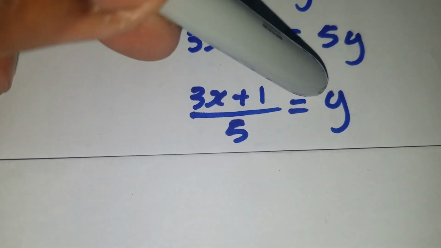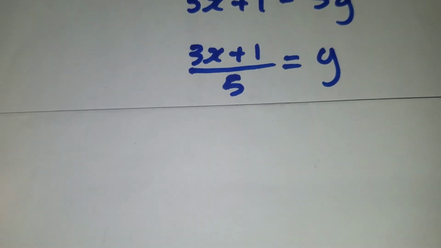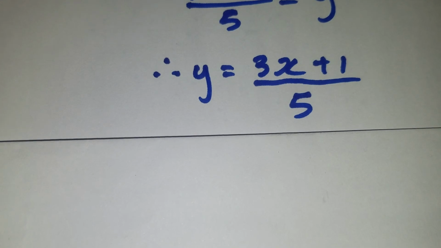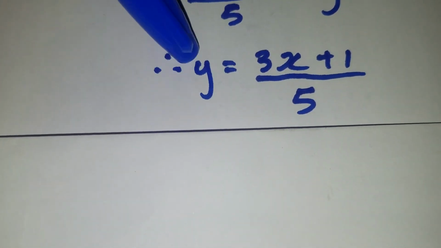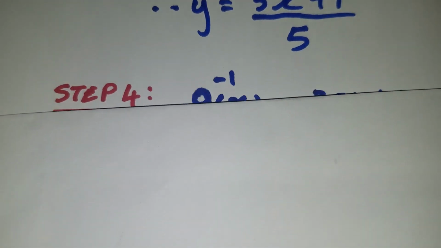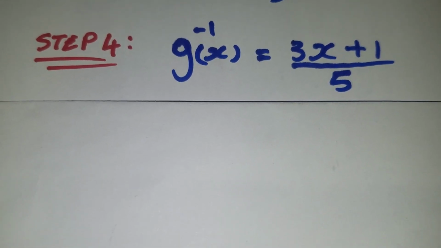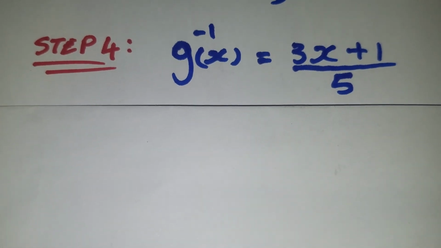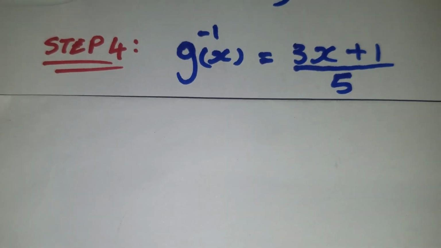So we have just made y the subject of the formula. So y is equal to (3x plus 1) divided by 5. So this is basically the inverse. All we have to do now is just rewrite y as g inverse of x. So instead of writing y, we're now going to write g inverse of x, and that is equal to (3x plus 1) over 5. And that would be the final step, is to write it as the inverse statement.